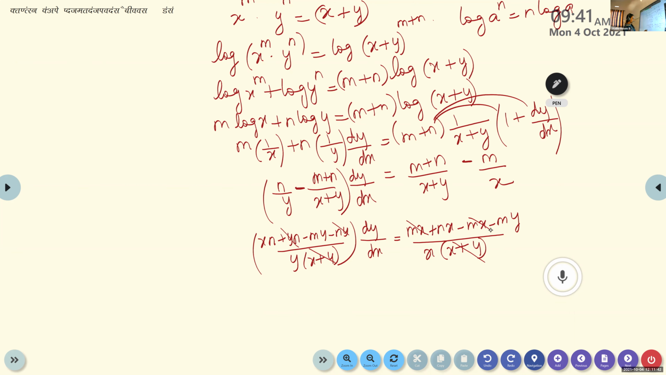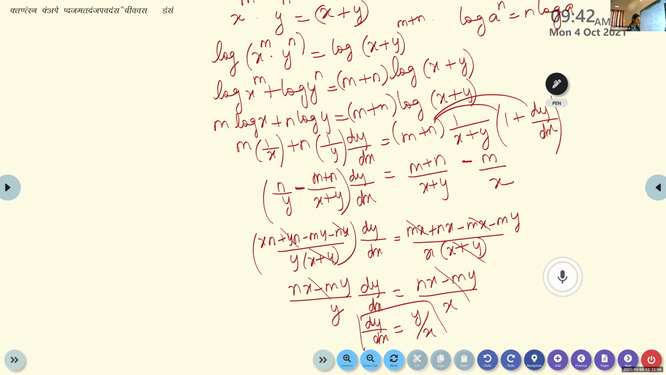So we get nx minus my by y into dy by dx is equal to, here also we get nx minus my by x. Both the sides nx minus my will get cancelled. Therefore dy by dx is equal to, by y going to the other side, it is into y by x. Is it correct, Karthik? Yes, ma'am.